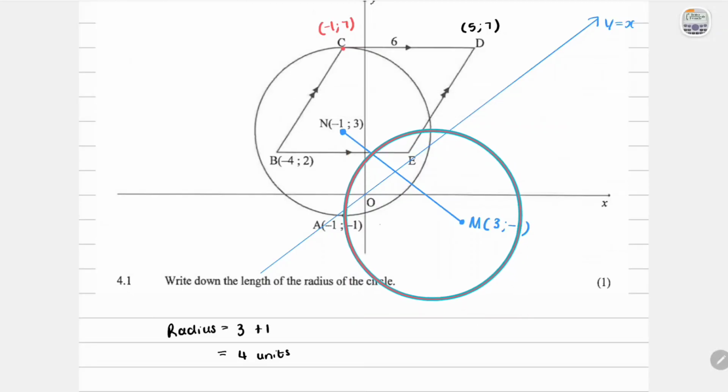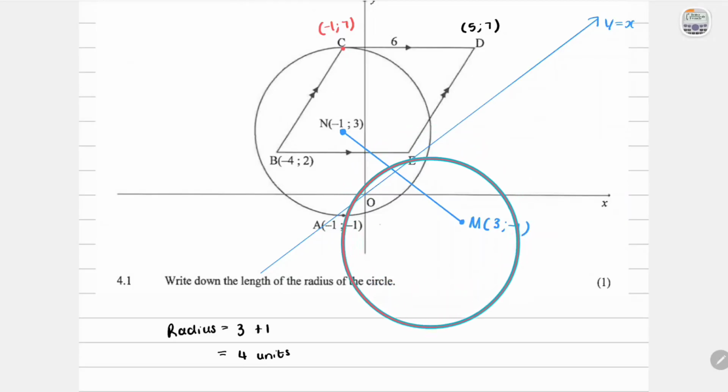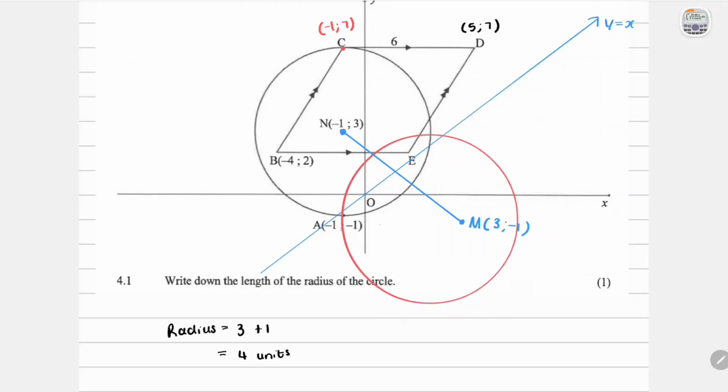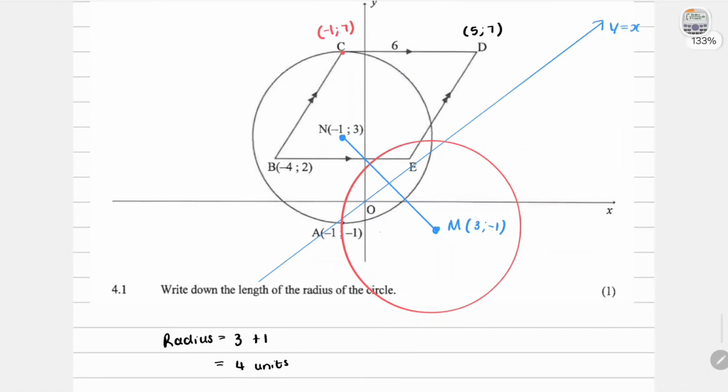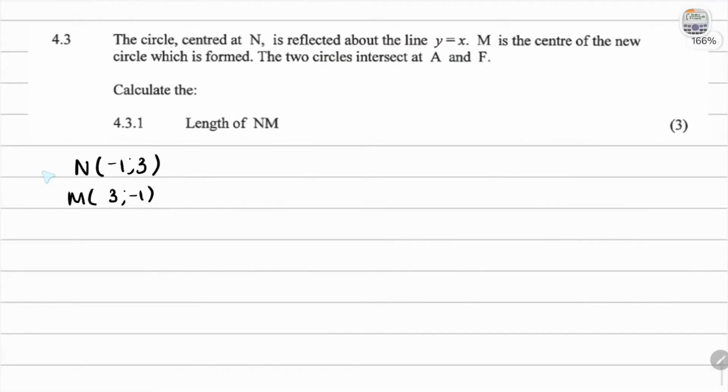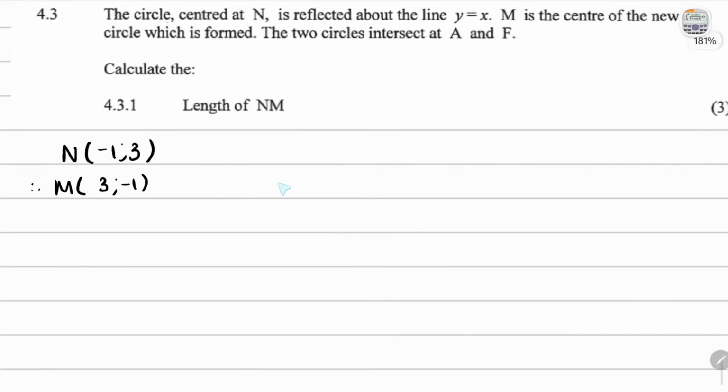So it also has to pass -1 and -1. Okay, so maybe something like this. Okay, so something like that, and I would probably just have to write this much closer. So I probably just drew that a little too far. So that would be about here, the center, and that is M. Okay, so that is 3 and -1. And we can just find the length of MN. Okay, so N is that, and so therefore M is this. So we'll have to tell them what M is. And now let's find the distance.